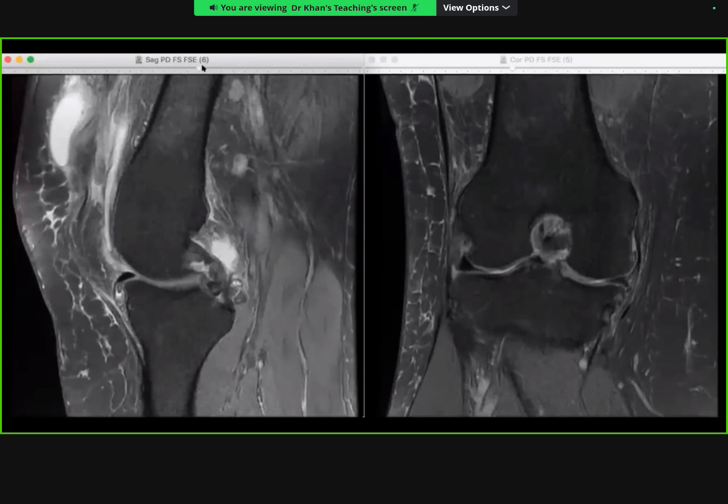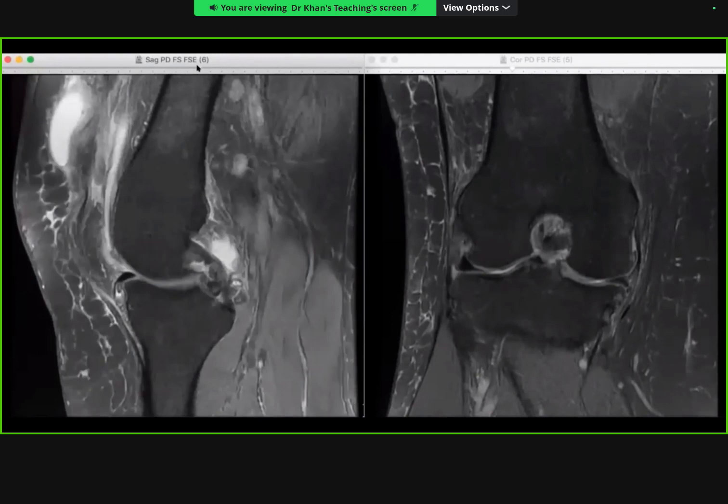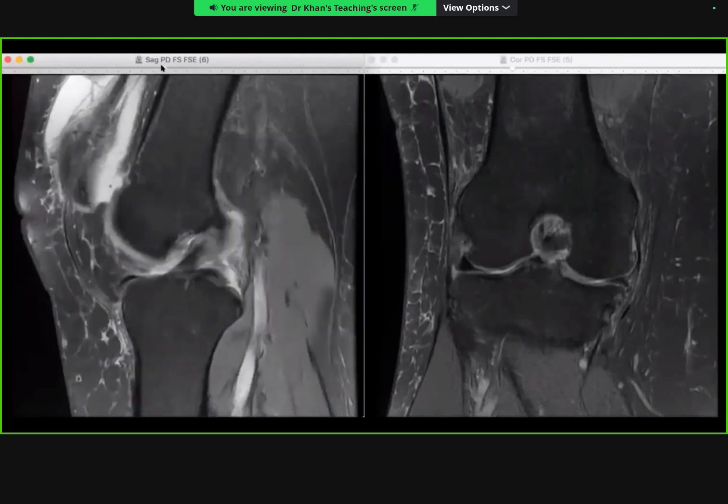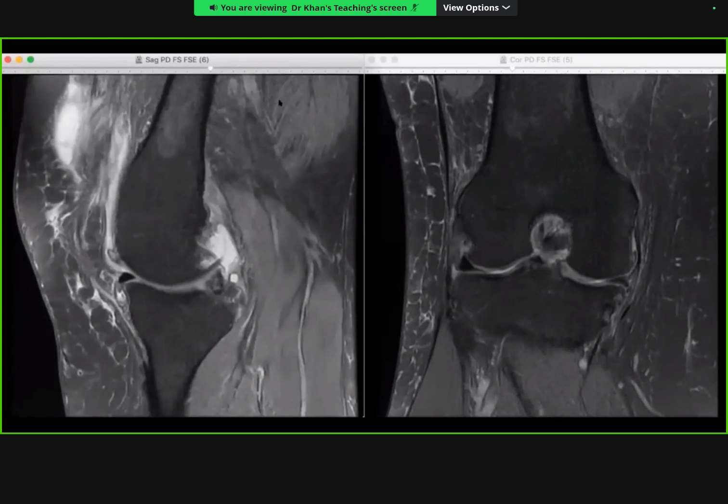And there's more joint effusion posteriorly, and the capsule looks distended and swollen, and the popliteal vessels appear normal. So I'll look at the coronal view now.